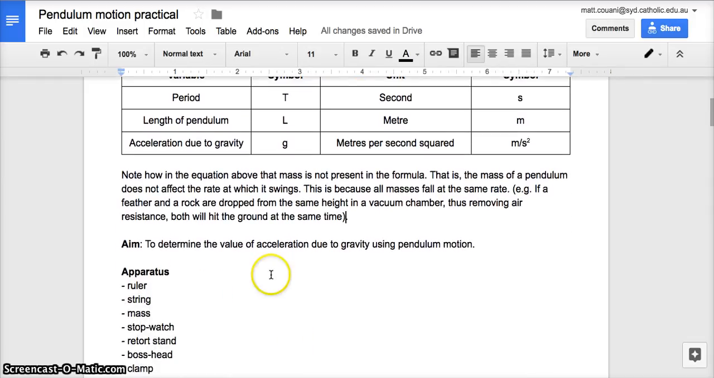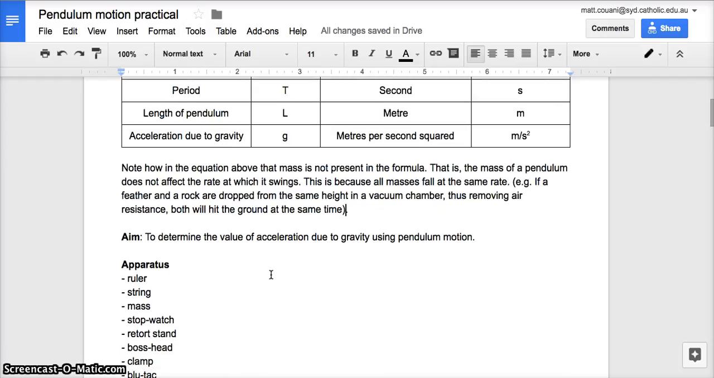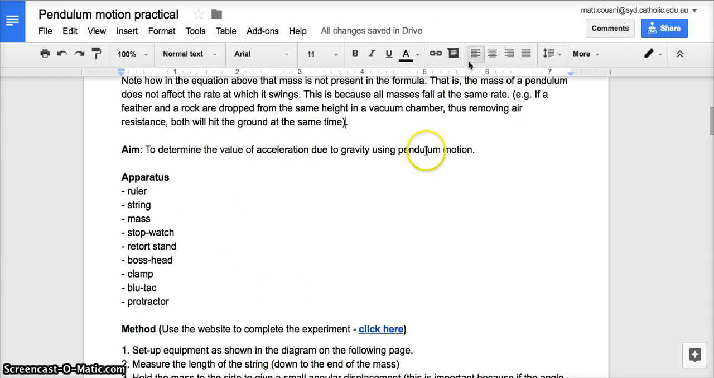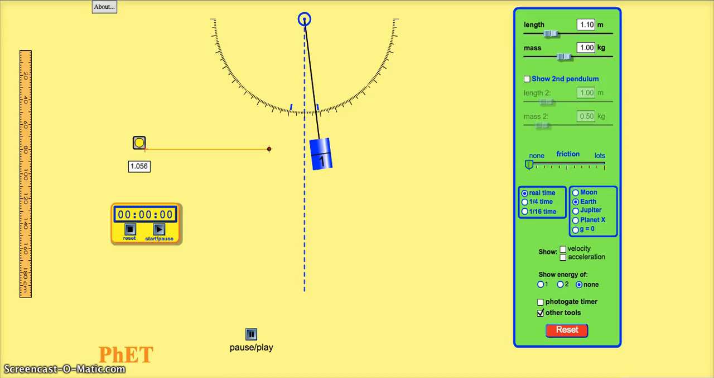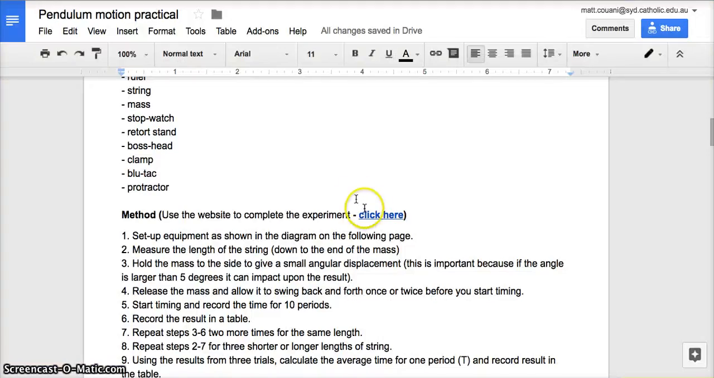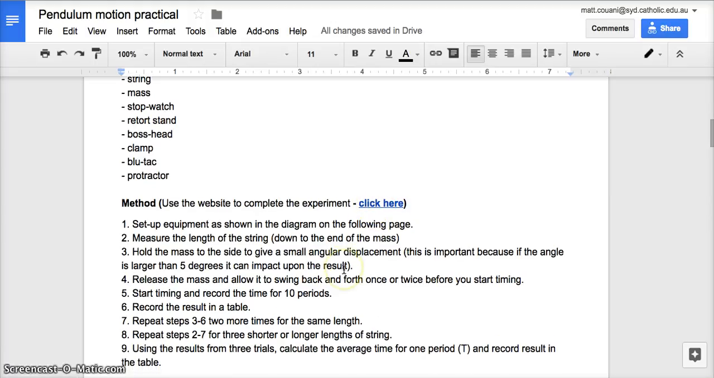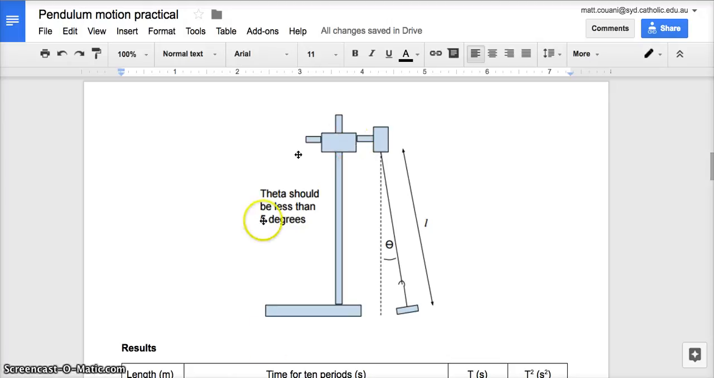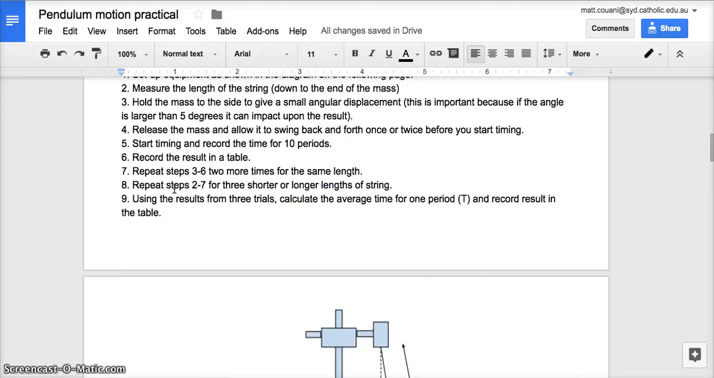Okay? So our aim is to determine the value of acceleration due to gravity using pendulum motion. The apparatus that you need is a ruler, string, mass, stopwatch, retort stand, boss head clamp, blue tack and a protractor. But you're going to do this experiment using this pendulum here. I've provided you with the link to take you to the website. So set up the equipment as shown in the diagram on the following page. You've got the pendulum already set up for you. You don't need to set it up.